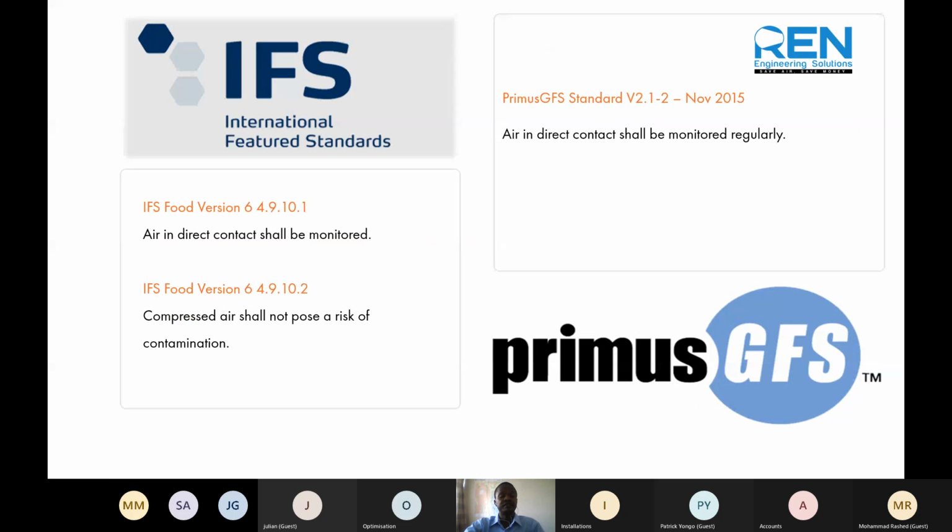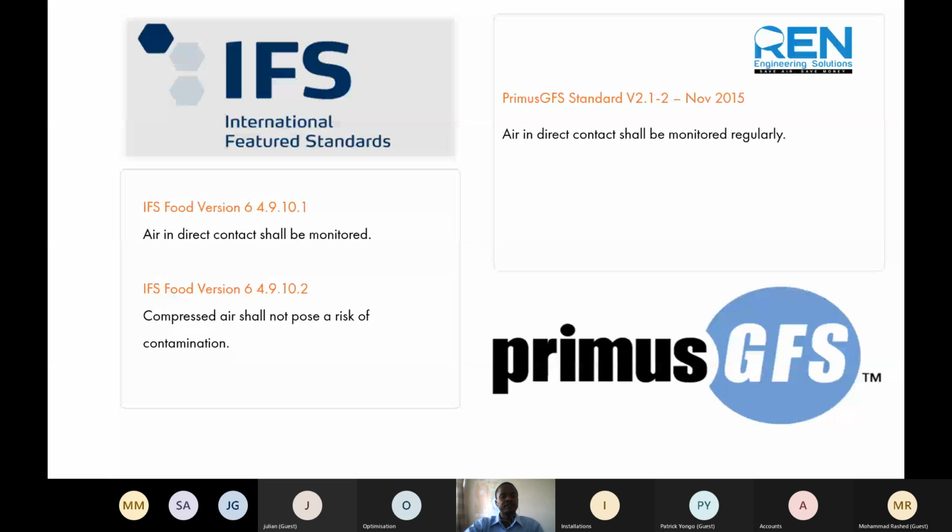The next set of food safety schemes that mention compressed air is IFS, the International Featured Standards. In two different sections, it states that air in direct contact shall be monitored, and also compressed air shall not pose a risk of contamination. Looking at the Primus GFS food safety scheme, air in direct contact shall be monitored regularly.